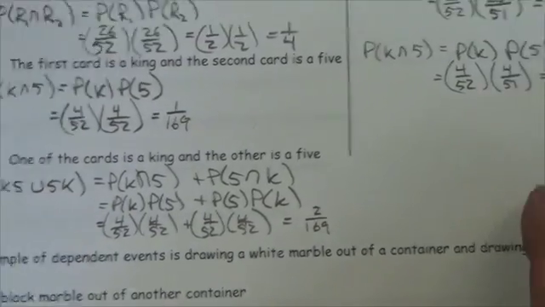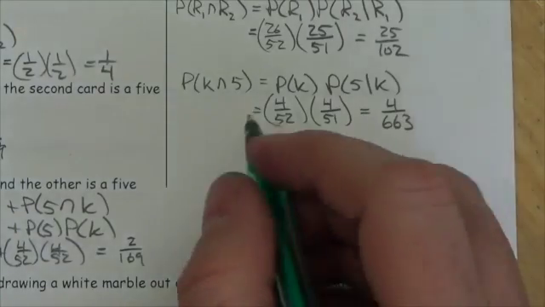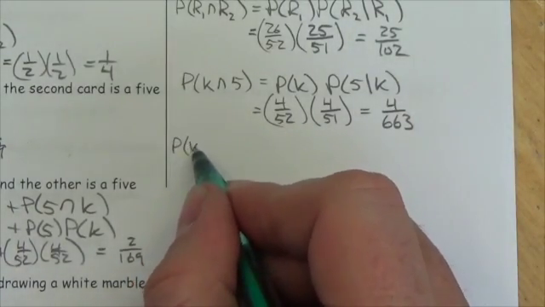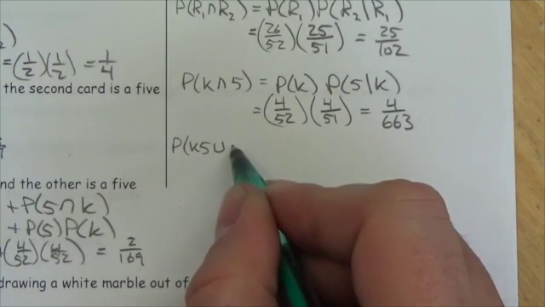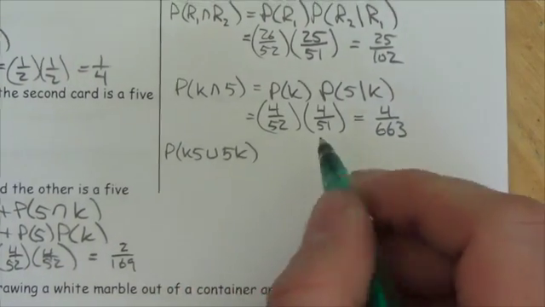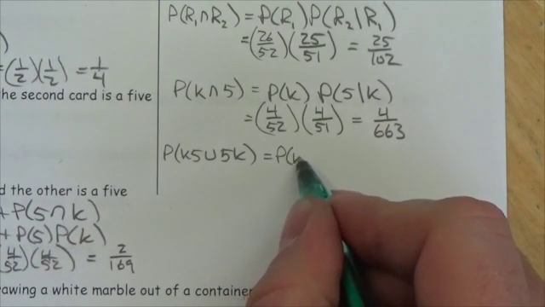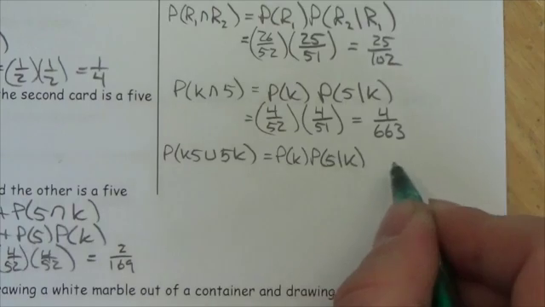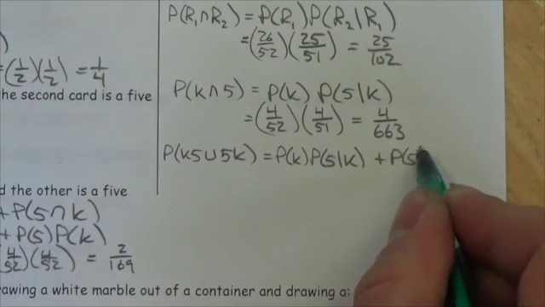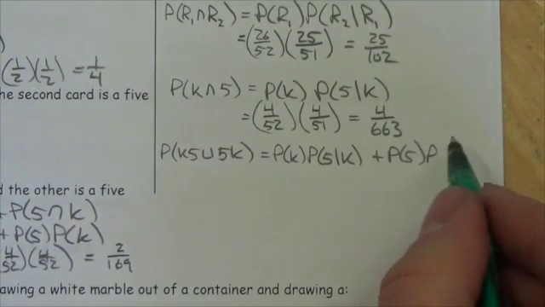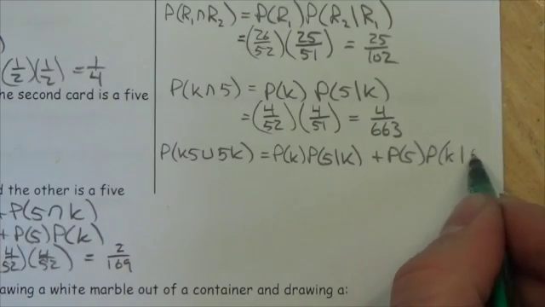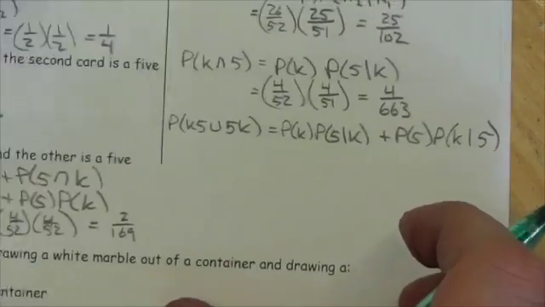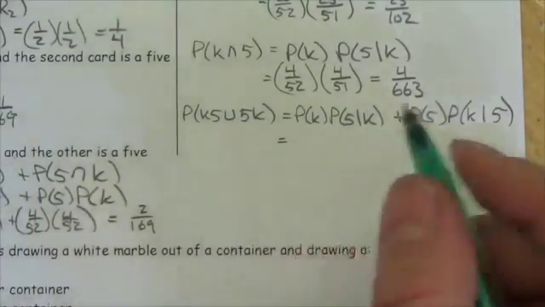Now, what if you do this without replacement? So without replacement, this is going to be, again, the probability of K5 or 5K. This will be the probability of getting a king times the probability of getting a 5 given that you got a king, or the probability of getting a 5 times the probability of getting a king given that you got a 5. Ugh, a lot going on there. But this is how you've got to think this one through.